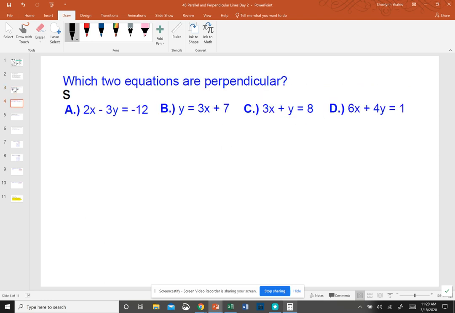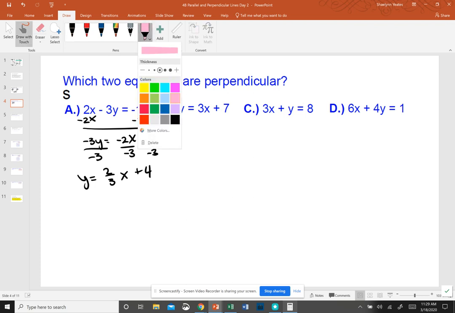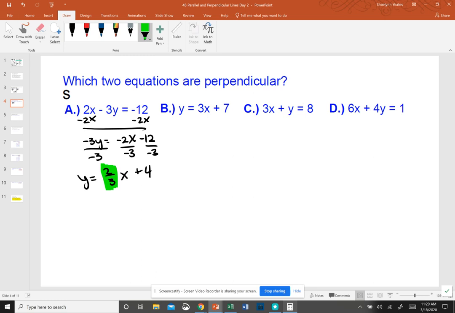Okay, right here, we're going to look at two equations that are perpendicular. The first thing we need to do is make them so they all say y equals. So I'm going to subtract 2x from both sides. So I have -3y equals -2x minus 12. Then I divide everything by -3. And I get y equals 2/3 x plus 4. And the part that I super care about is this 2/3. Okay, keep that in mind. All right, so then on B, we've got y equals 3x plus 7. That's already pretty. So our slope here is 3. So far, nothing perpendicular.